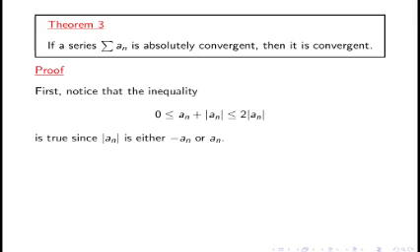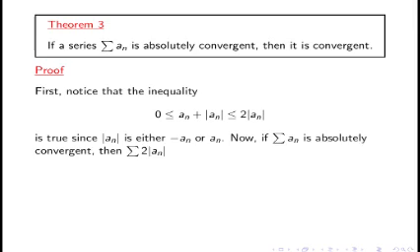So we can see now that for any term in any series, it is the case that 0 is less than or equal to a_n plus the absolute value of a_n, less than or equal to 2 times the absolute value of a_n. Right, now we can continue. Now, remember, we want to prove that if a series is absolutely convergent, then it's convergent. So let's assume that the series a_n is absolutely convergent.